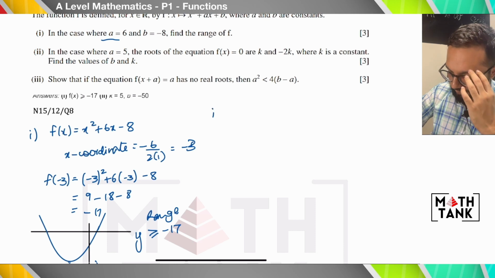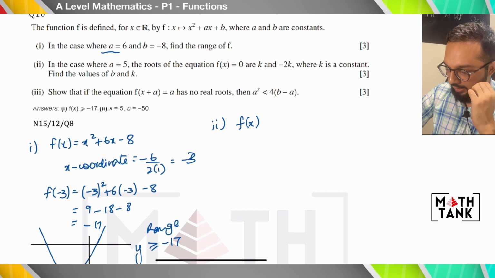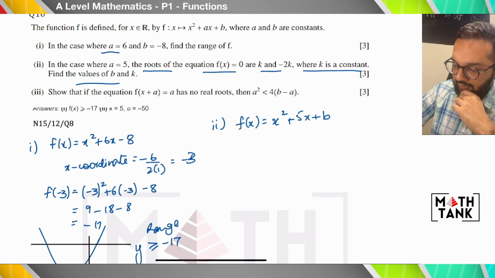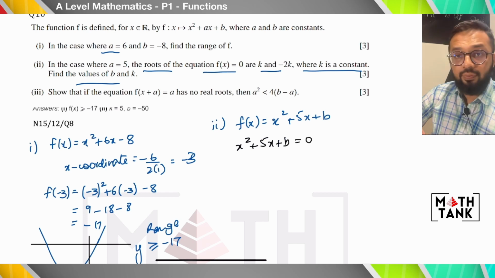Then part 2 says, in the case where a equals 5, so f of x equals x squared plus 5x plus b, the equation f of x equals 0 has roots k and minus 2k, where k is a constant. Find the values of b and k. Okay, so what I remember from my understanding of quadratics is that if something is a root, I can replace it instead of x and try to solve then.